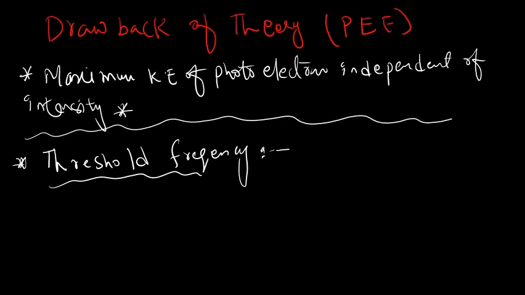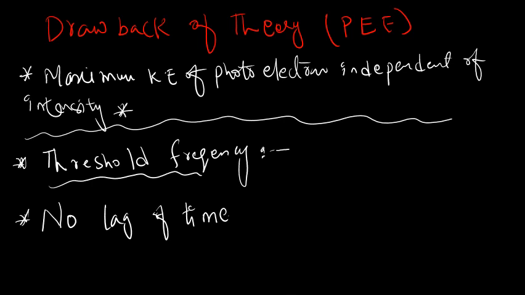The wave theory cannot explain threshold frequency. And the third drawback of this wave theory of photoelectric effect is that there is no lag of time. Lag of time means there is no time gap between the irradiation of the surface and the emission of photoelectron.